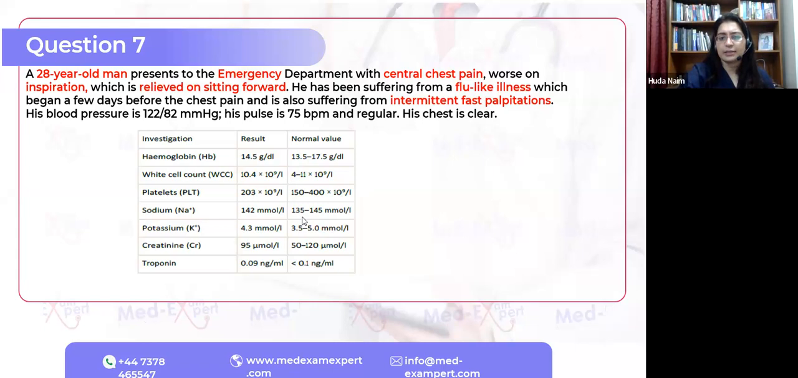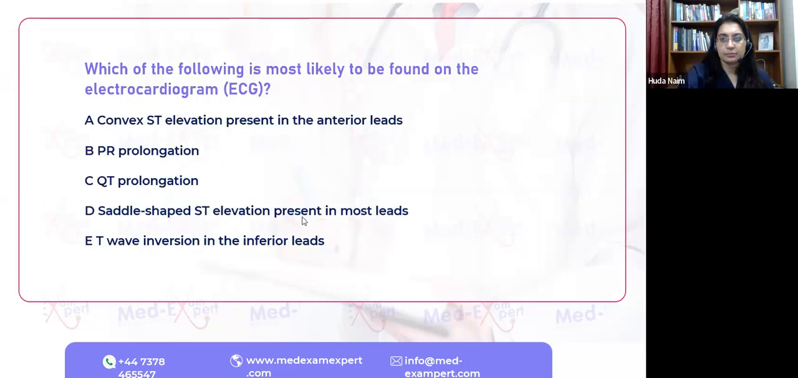Yes, this is acute pericarditis. And what would you see on an ECG? Yes, it would be the widespread saddle-shaped ST elevation in most leads, okay?